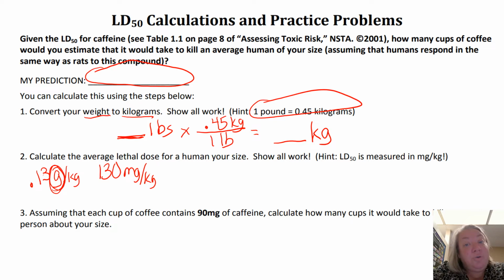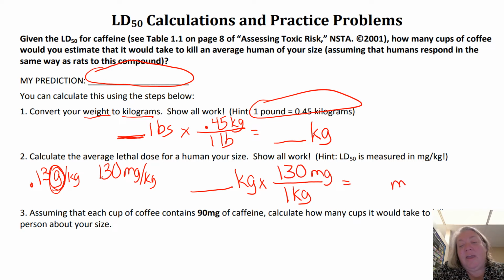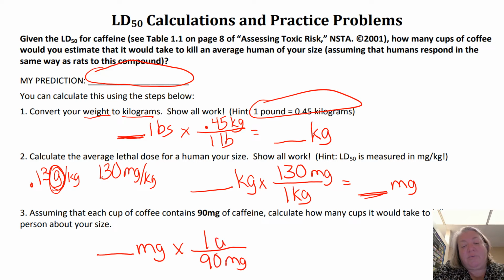Now how we actually do the problem is you take however many kilograms you found in the last slide. You're going to say 1 kilogram, you can have 130 milligrams of caffeine. This tells you how many milligrams you can have before you reach that LD50. The last thing we're going to do is convert this to cups of coffee. So you have so many milligrams of caffeine, and in the problem you're told that there's 90 milligrams of caffeine in 1 cup. That will be the number of cups of coffee to reach the LD50 for you. You know what I'm talking about.